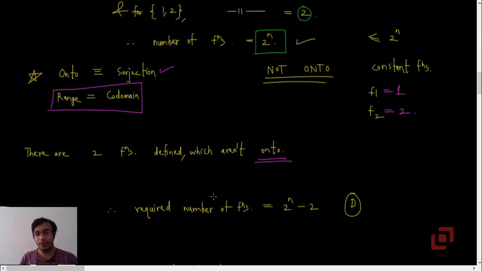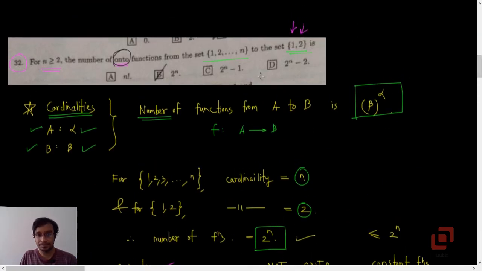So what is the required number of functions? It is not 2 raised to n. We have to subtract the number of functions which are not onto from 2 raised to n. So the required number of functions is 2 raised to n minus 2, and that is option D. A simple problem, but you should know this result. Otherwise you can arrive at this result by using the multiplication principle.